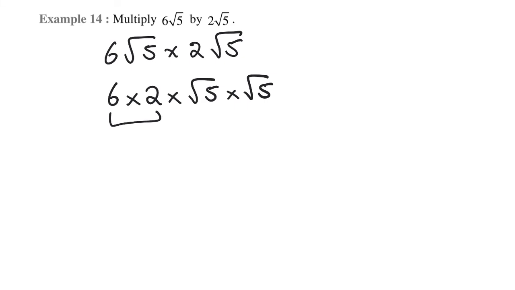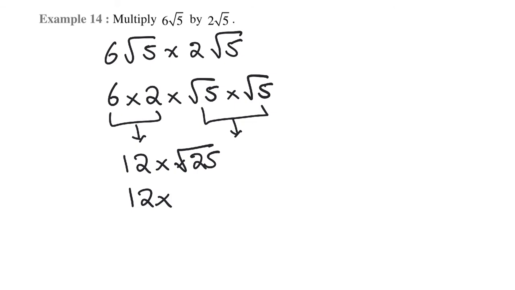Now 6 times 2 is how much? 12 times root 5 times root 5 is square root 25. 5 times 5 is 25. The next step, 12 times root 25. Square root of 25 is 5. Good. Now 12 times 5 is 60. So now do you understand how you multiply two irrational numbers?